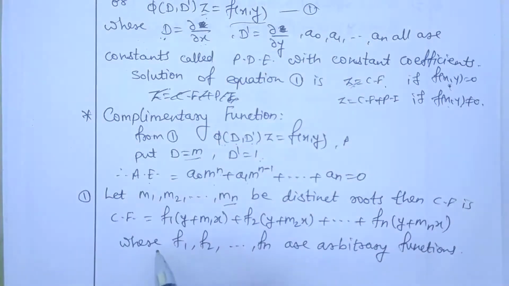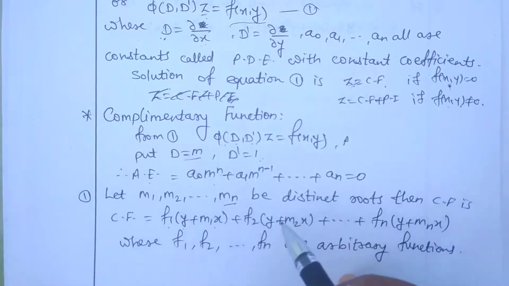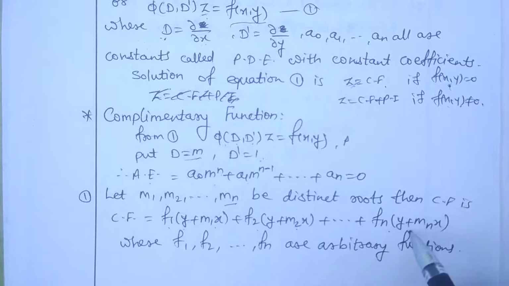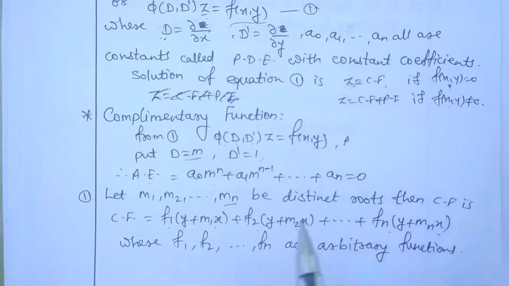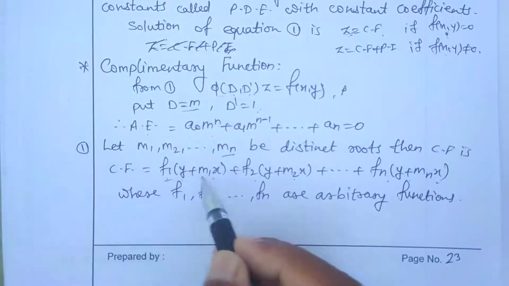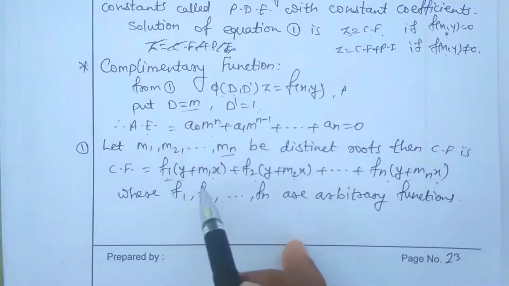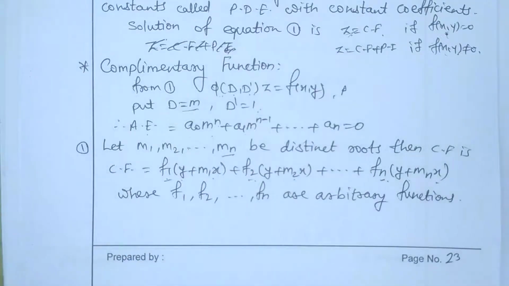Then CF is equal to f1 of y plus m1x plus f2 of y plus m2x plus dot dot dot fn of y plus mnx, where f1, f2, dot dot dot fn are all arbitrary functions, and there are n number of arbitrary functions. Since the given differential equation is of nth order, there are n number of constants or n number of arbitrary functions. So the solution gives n number of arbitrary functions here. Now this is our first case.